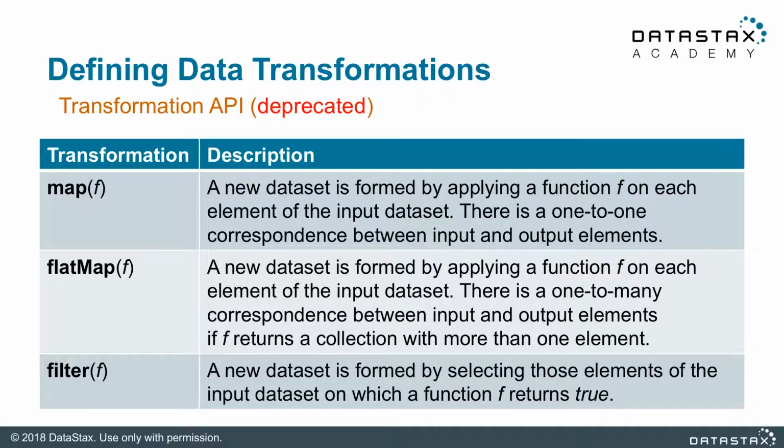With a map, there's a one-to-one correspondence between input and output elements. With a flat map, there's a one-to-many correspondence. As you would expect with filter, the new dataset is formed by the elements in the input dataset that return true with the function f.